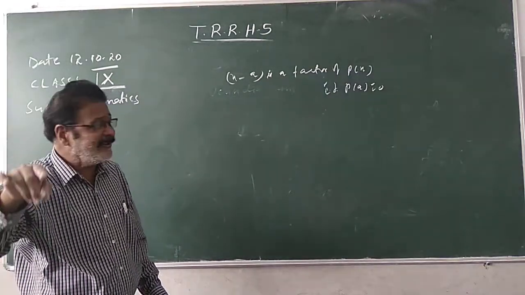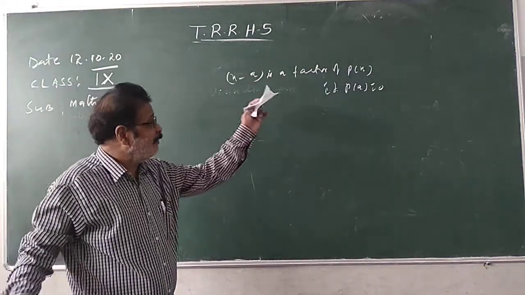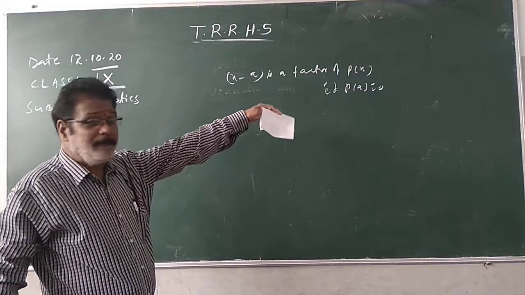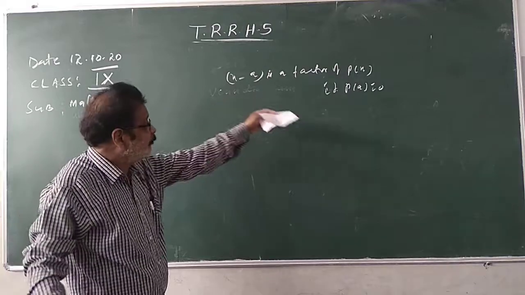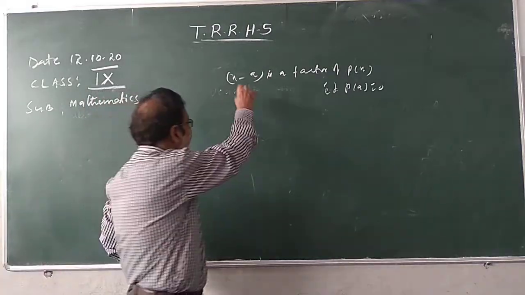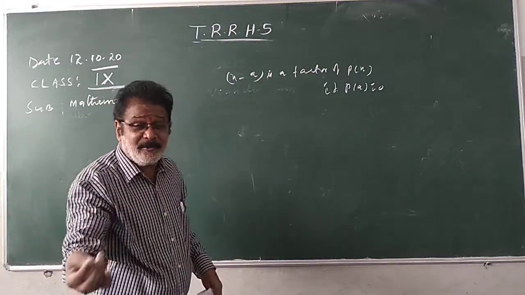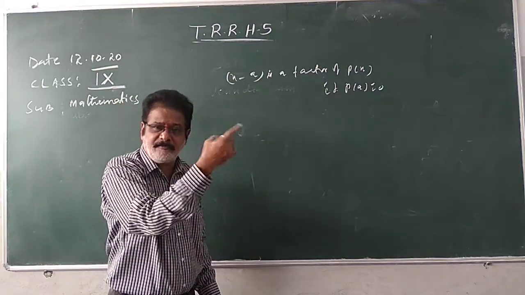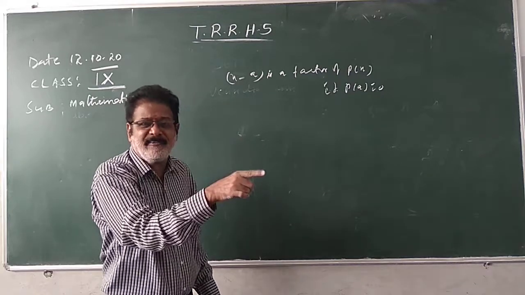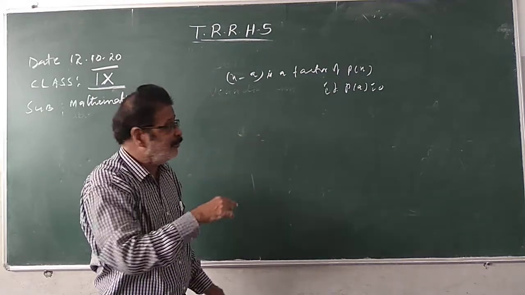When you replace x by a, we will get 0. When x is replaced by a, we will get 0, then x minus a is a factor. X minus 2 is a factor, p of 2 equals 0. X minus 3 is a factor, p of 3 equals 0. X plus 4 is a factor, p of minus 4 equals 0.